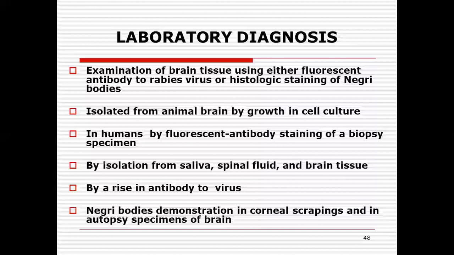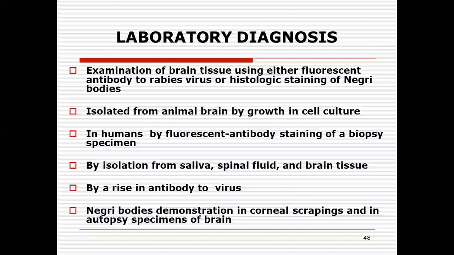In humans, we can also identify it by fluorescent antibody staining of the biopsy specimen. We can also isolate the virus from the saliva, the spinal cord, and the brain tissues. It takes a long time. It requires a lot of sterilization procedures, which are needed as a prerequisite for the isolation of the virus.